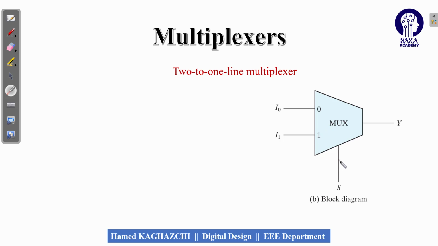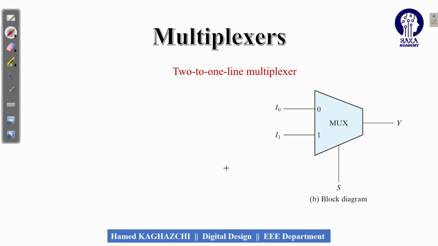Now, how does this multiplexer work? When we give the 0 to the S, the I0 connects to the output and transfers the information of I0 to the output. And when S is equal to 1, it means that the input 1 is connected to the Y and the information in the I1 is transferred to the output of the system.